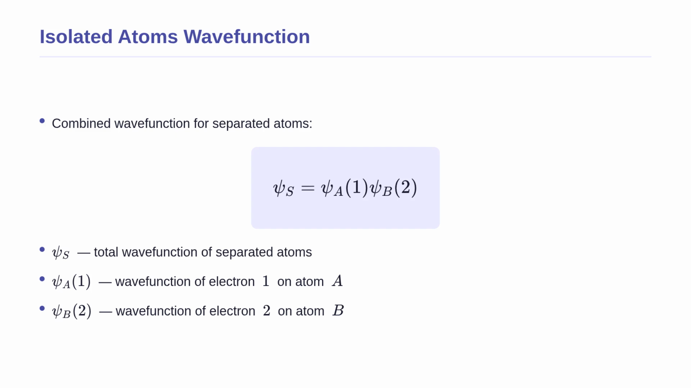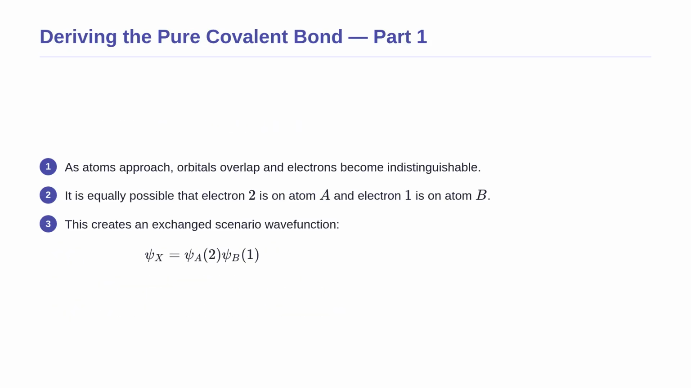If the distance between the atoms decreases, they begin to interact physically, which means this simple multiplied equation will need to evolve to describe the new shared system. So what exactly happens as these atoms get closer and their orbitals begin to overlap? A strange and fascinating rule of quantum mechanics takes over.